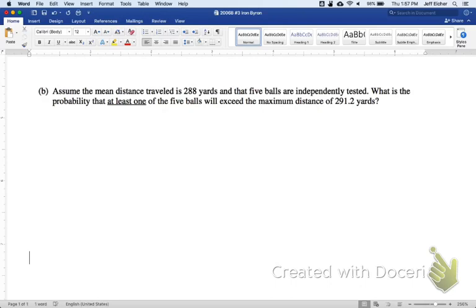Question B says, assume the mean distance traveled is 288 yards. Okay, that's the same as above. And that 5 balls are independently tested. What is the probability that at least one of the 5 balls will exceed the maximum distance of 291.2? So we're looking for what is the probability at least one of the 5 exceeds.